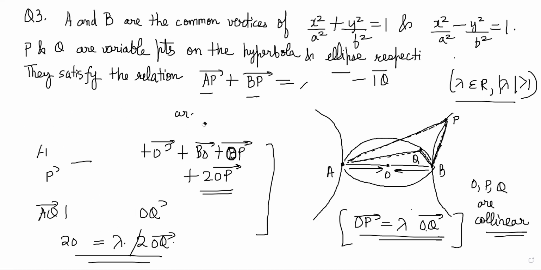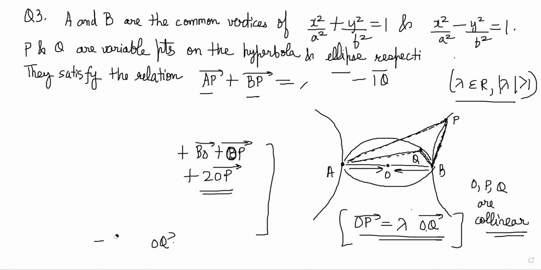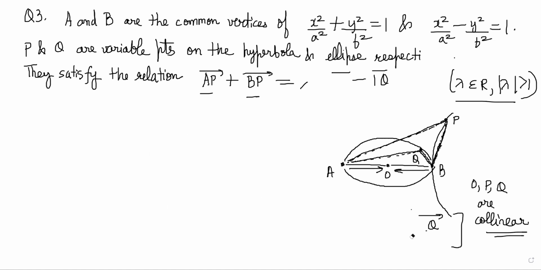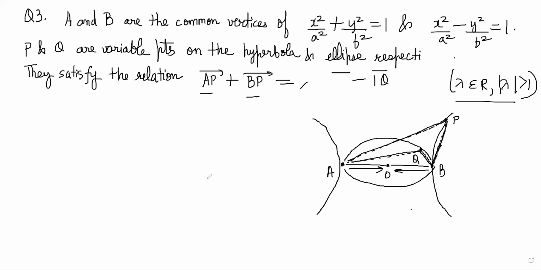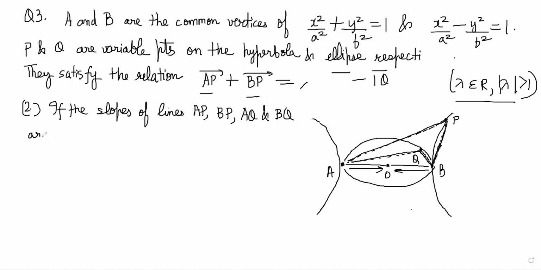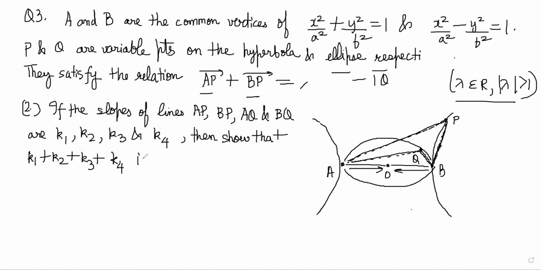The second part of the question says, I'll just write it down: if the slopes of lines AP, BP, AQ and BQ are K1, K2, K3 and K4, then show that K1 plus K2 plus K3 plus K4 is a fixed value. Right.